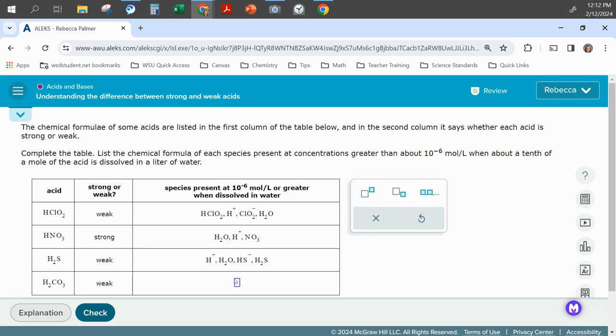This one's also weak. We're going to get water and the H+. We're just going to copy paste that. Then we're also going to get some of the conjugate base, which is down 1 hydrogen, down a charge.